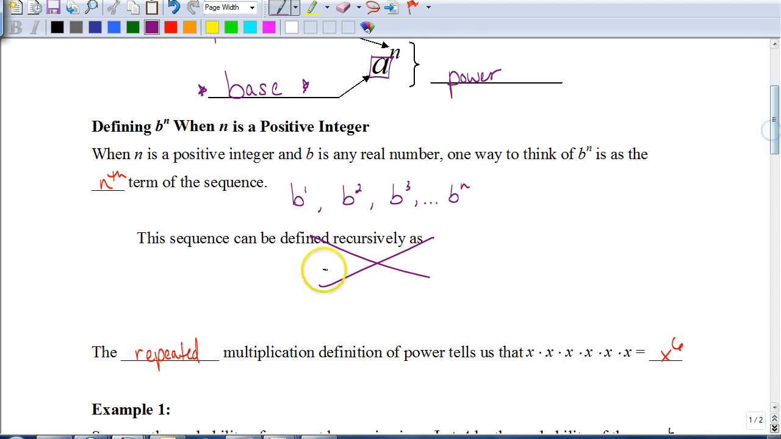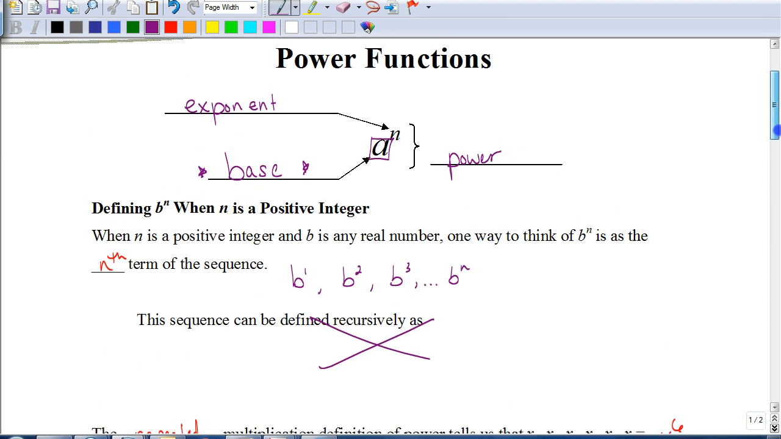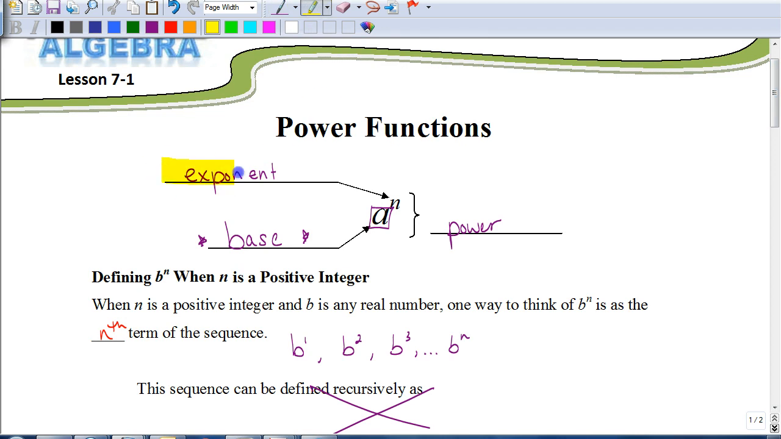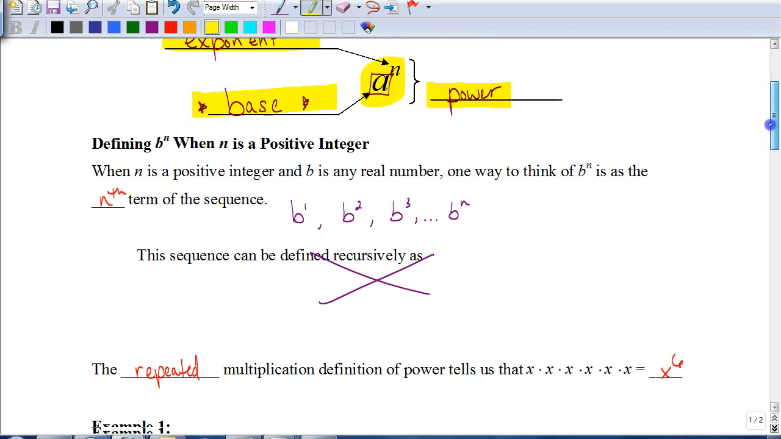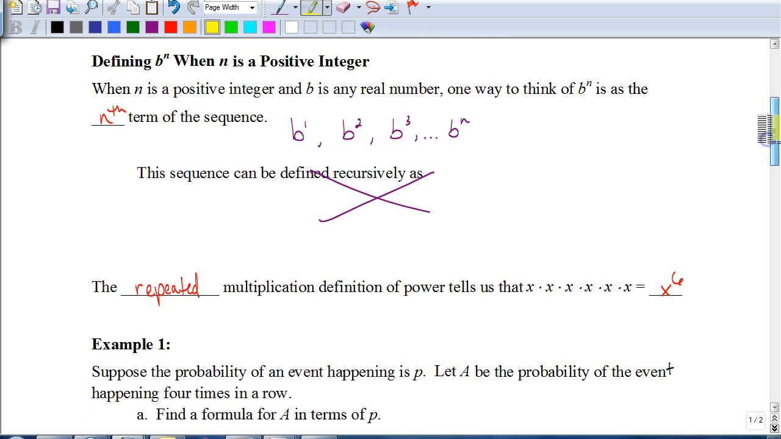Now, you don't have to write down all of this. I'll highlight what's important as we go through this. So having said that, make sure you understand those. And here it just says, when n is a positive integer and b is any real number, one way to think of b to the nth power is as the nth term of a sequence. So b to the first would be the first term, b to the second being the second term.